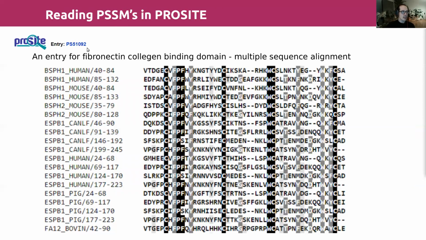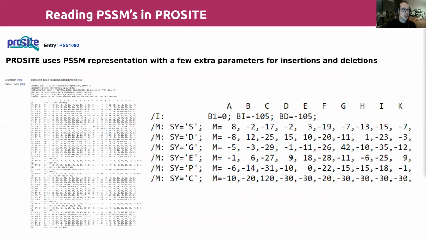You can find examples of these if you go to the PROSITE site and check a particular entry. Here we can see the multiple sequence alignment, and you can see how some columns are more or less in agreement, some more than others. And PROSITE will then generate a PSSM representation for that multiple sequence alignment. And here you can see one of the actual results.